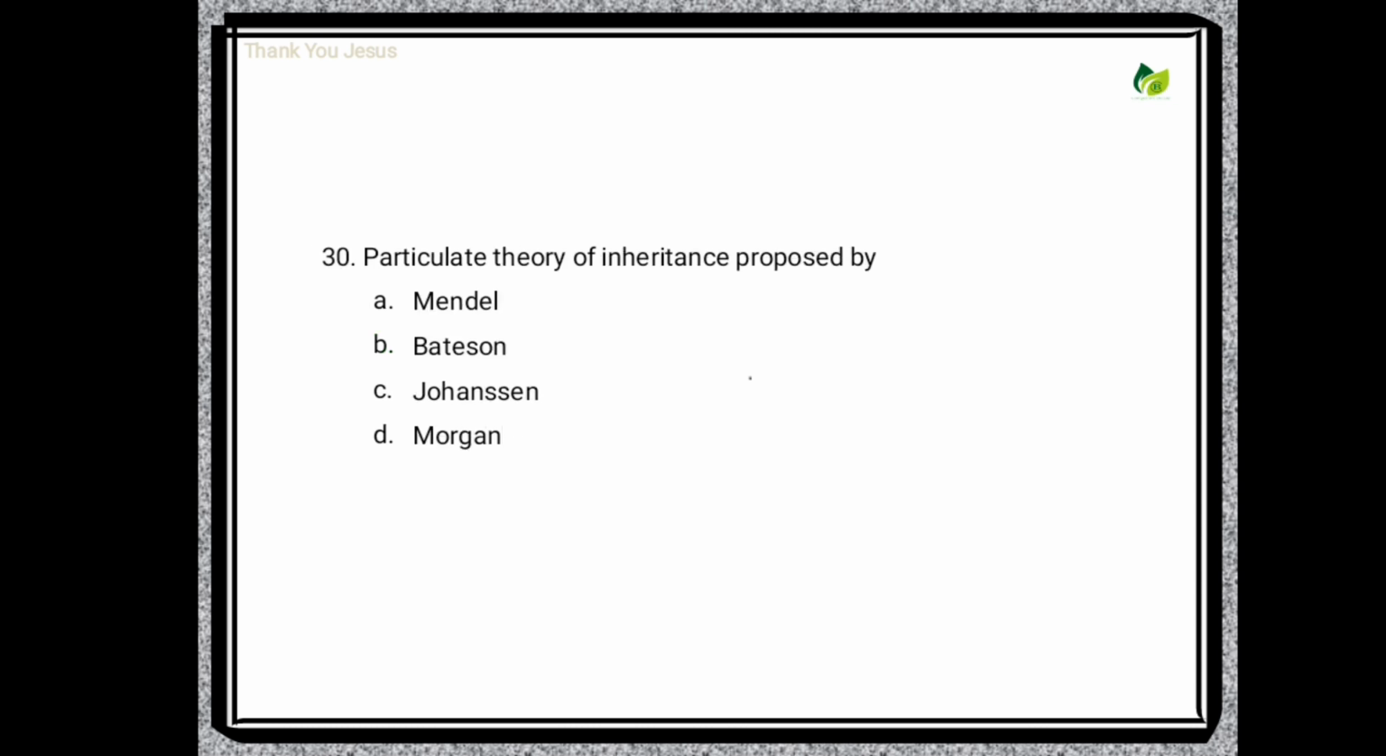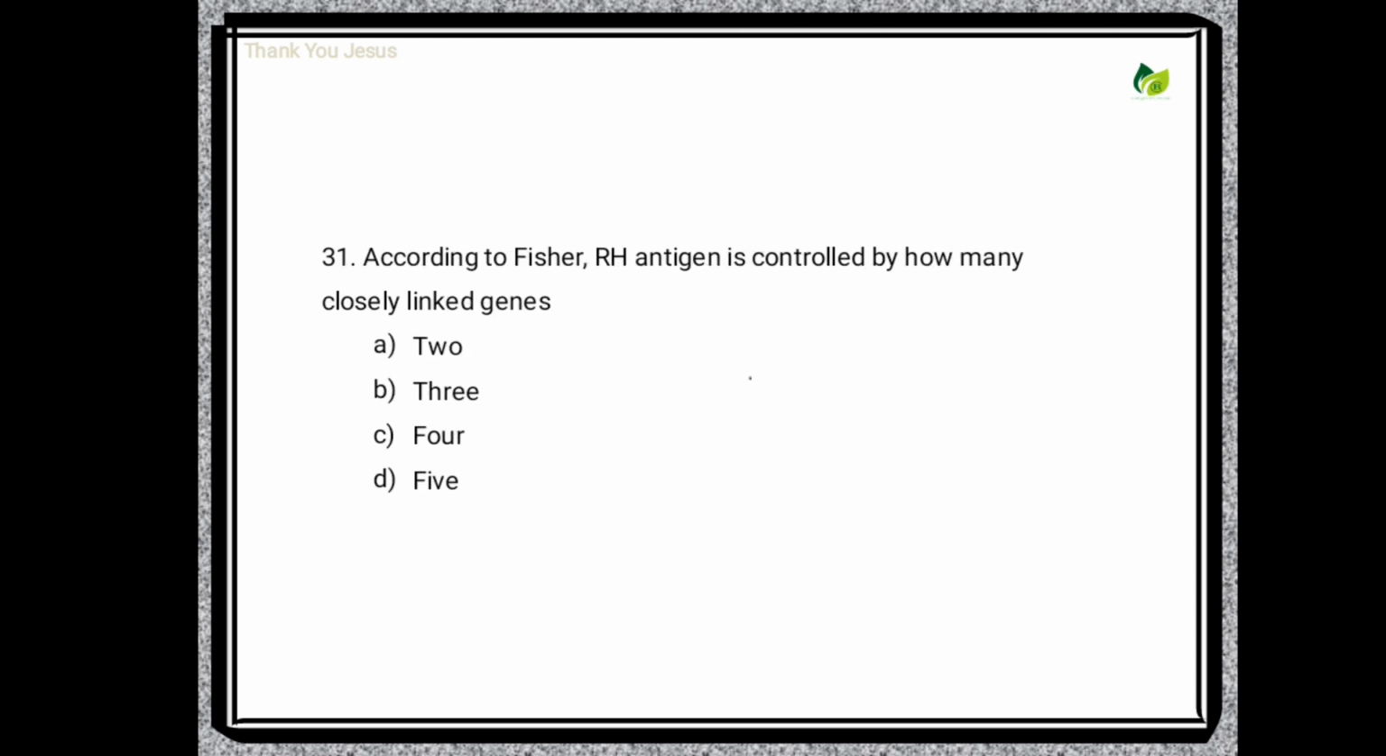The particulate theory of inheritance was proposed by: Mendel, Bateson, Johansen, Morgan. The correct option is Mendel. According to Fisher, Rh antigen is controlled by how many closely linked genes? Options are 2, 3, 4, 5. The correct answer is 3.